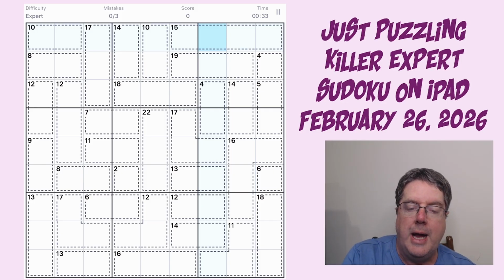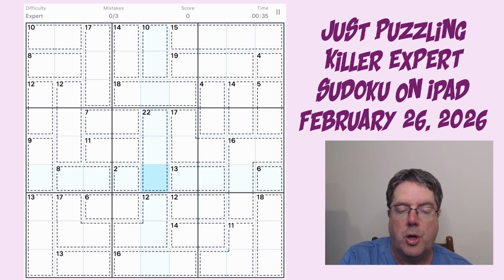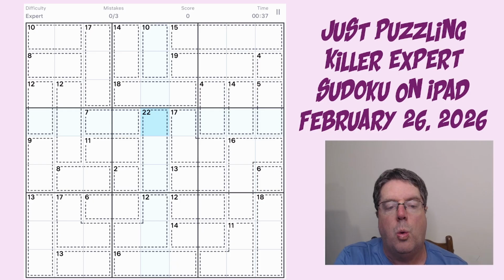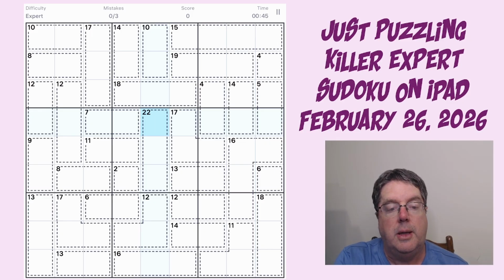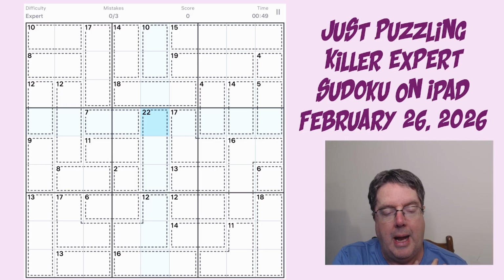Then there's these cages. So the cages are the dotted lines with a number in the top left hand corner. What they represent is a number of cells, and it could be 1, 2, 3, 4. Sometimes I've seen up to 7 in the cages. The numbers in the cage must add up to the number in the top left hand corner.